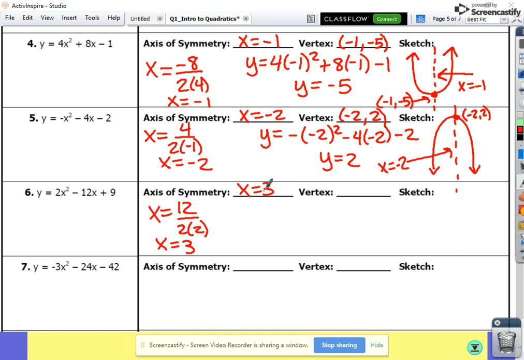Take the 3 from your axis of symmetry and plug it into the equation to solve for the y value. Once you have your x and y value, you can write your vertex point.